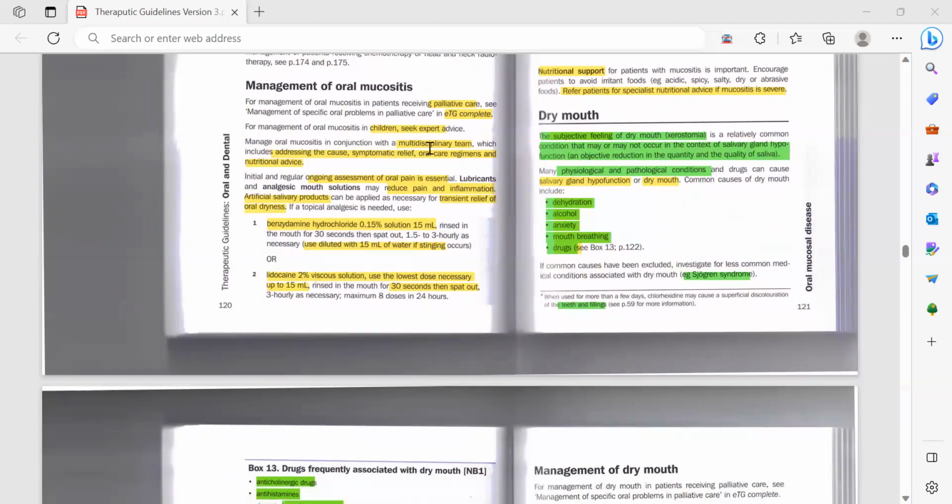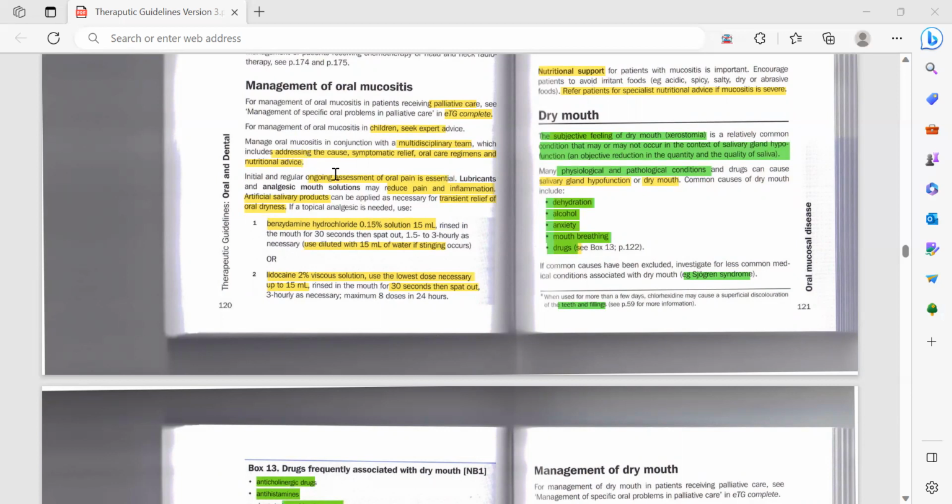Manage oral mucositis in conjunction with a multidisciplinary team, which includes addressing the cause. You need to find out what is the cause in your patient. Then you need to give them symptomatic relief. It means if they are in pain, you need to give them some gel or something to apply for the pain. Okay, and oral care regimes and nutritional advice, because if the patient is in pain, he won't be able to brush their teeth or follow the oral care regime, right? So you need to do something.